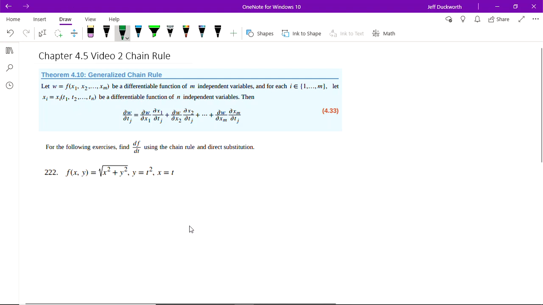So I'm going to attempt problem number 222 from the book. It's asking us to find df/dt and then do it again using direct substitution. So we'll substitute in t for x and then t squared for y as we do it a second time. So let's do the chain rule.